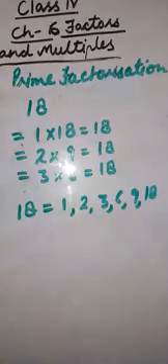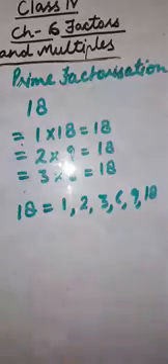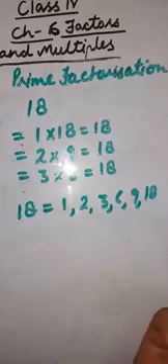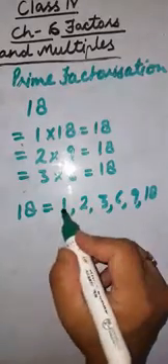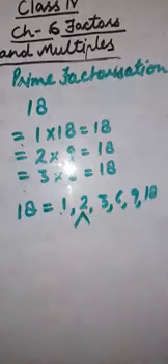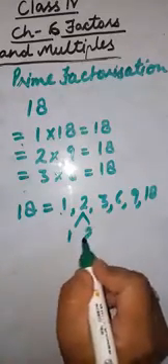Now children, look here, what I told you earlier, that prime numbers have only two factors, 1 and the number itself. Okay, so just leave 1. So we have here 2. This is a prime number because it has only 2 factors, 1 and 2.